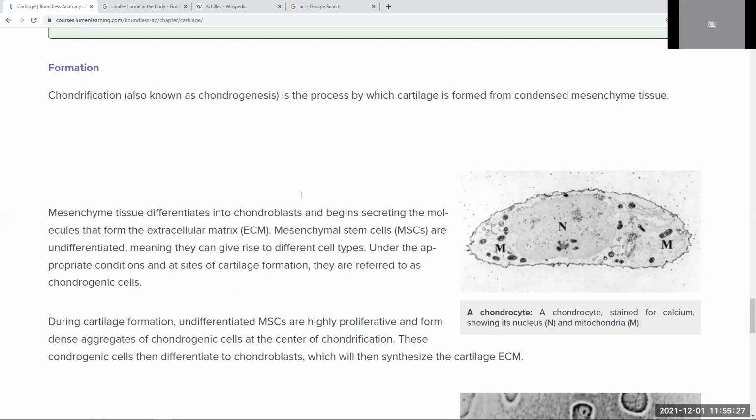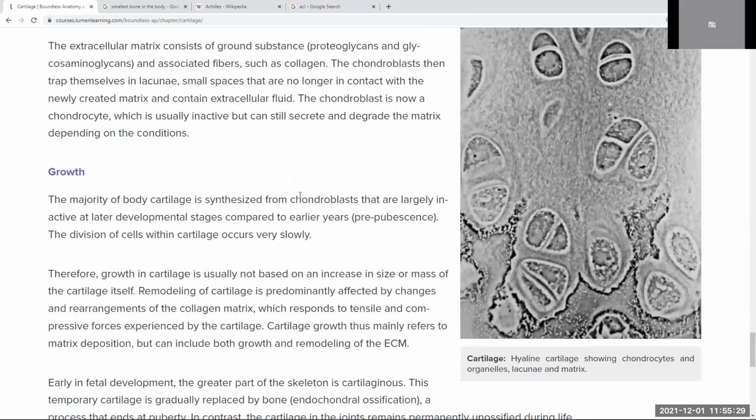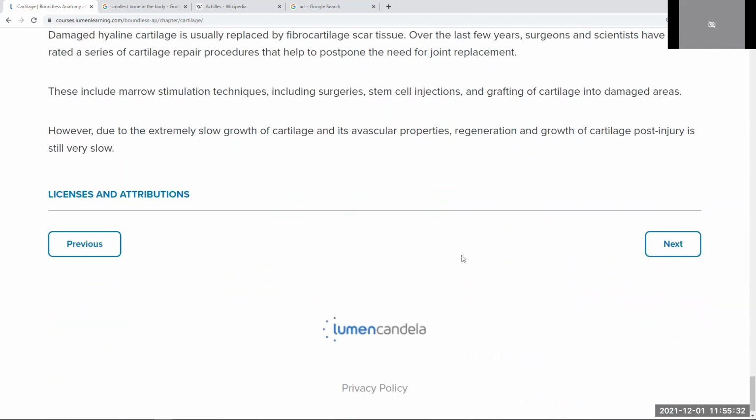Okay, but do look out for them. You will see them appearing periodically. All right, let's go.